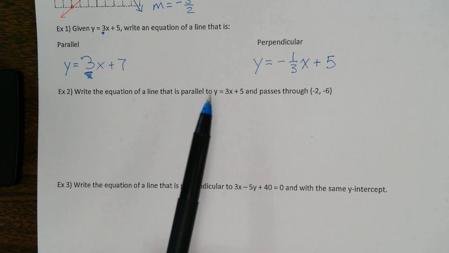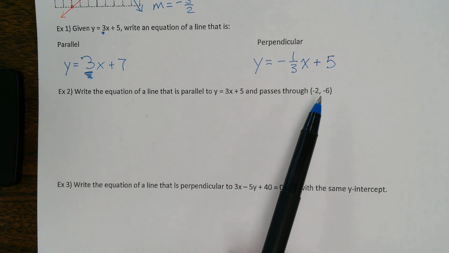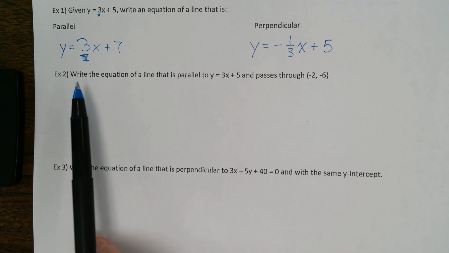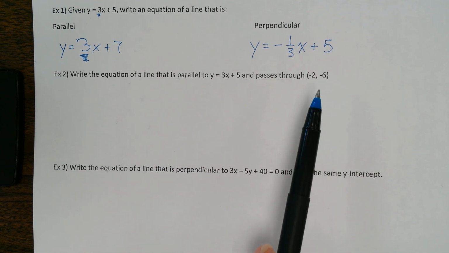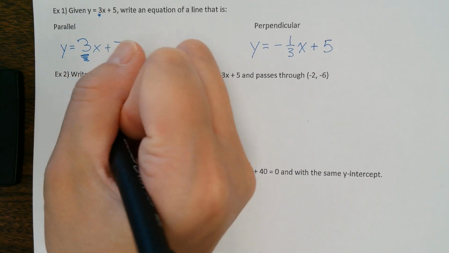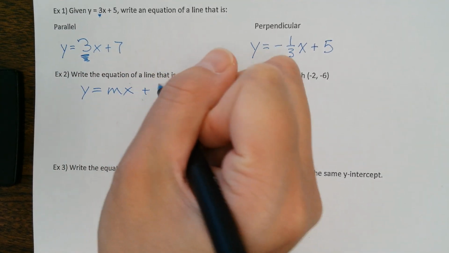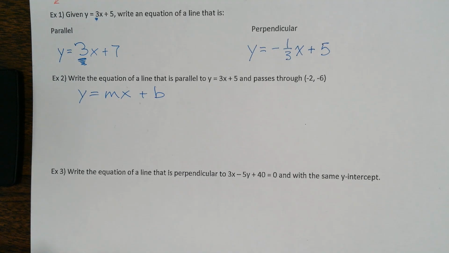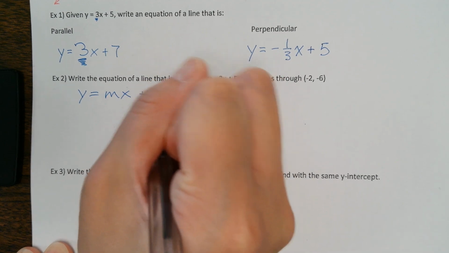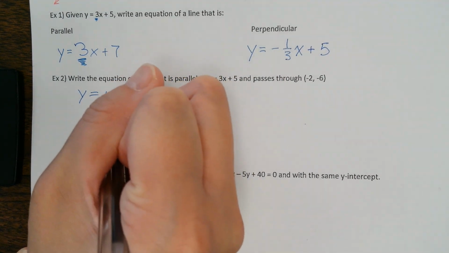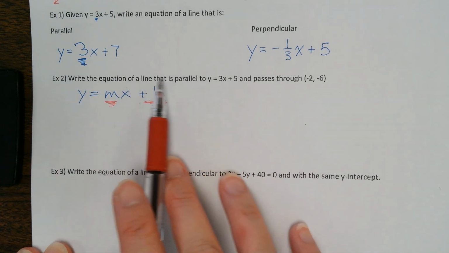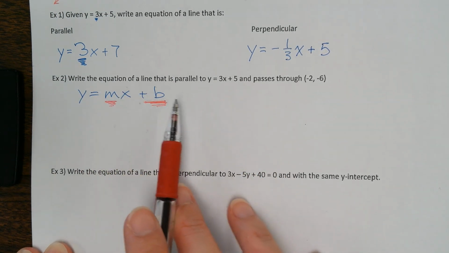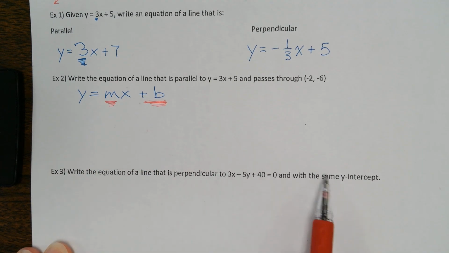Write the equation of a line that's parallel to this and passes through this. Oh, this sounds very similar to the questions that we were doing on Friday. On Friday, we talked about the 2 things you need to make your equation. What are the 2 things you need to make any equation? Slope and y-intercept? Yeah. So on Friday, we were given both, so that we could come up with the equation.